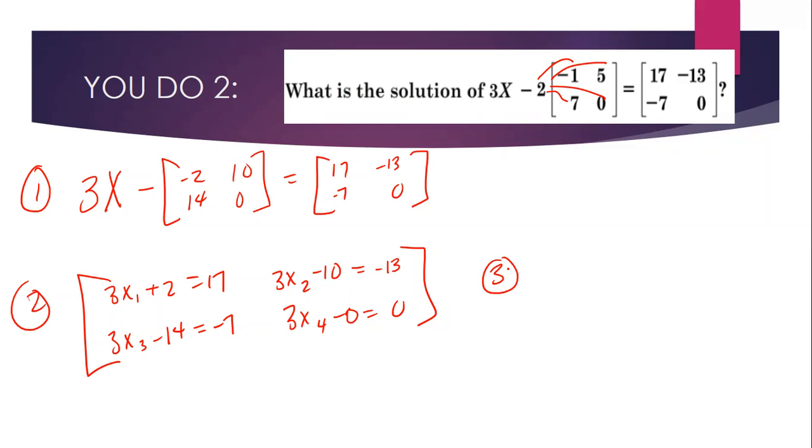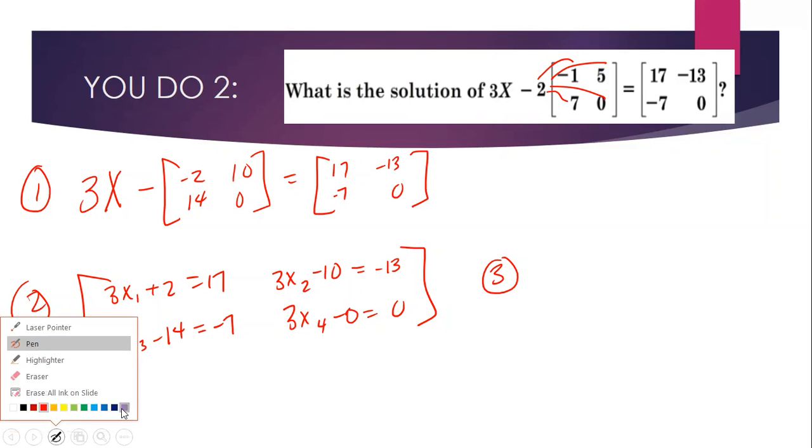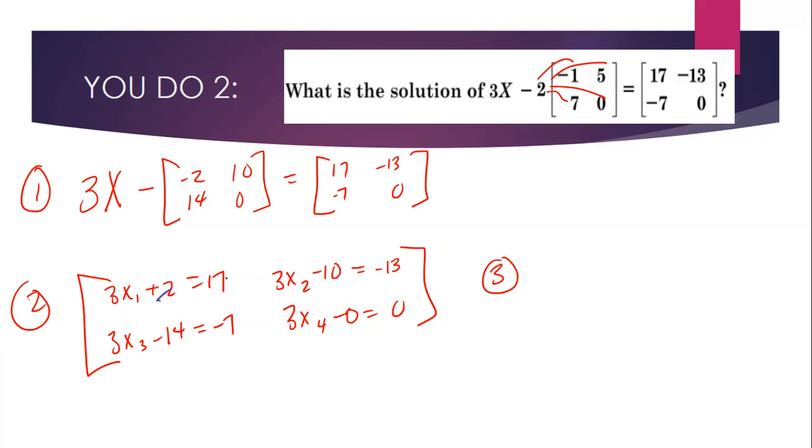Okay, now you're going to evaluate. Solve. So I'm subtracting 2, dividing by 3. I'm adding 10, dividing by 3. I'm adding 14, dividing by 3. I'm adding 0, dividing by 3, correct? So what does x have to equal?